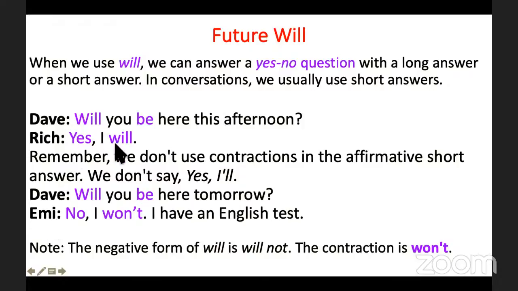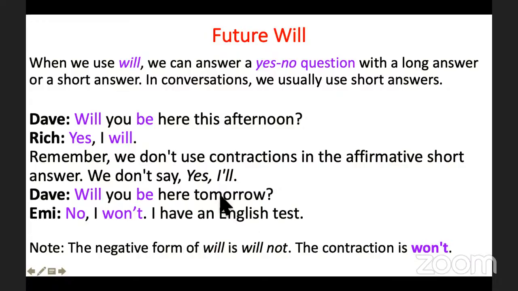Now, when we want to say a negative with will, we use won't, all right? And now I'll be Dave and you will be Amy, okay? Will you be here tomorrow? No, I won't. I have an English test.